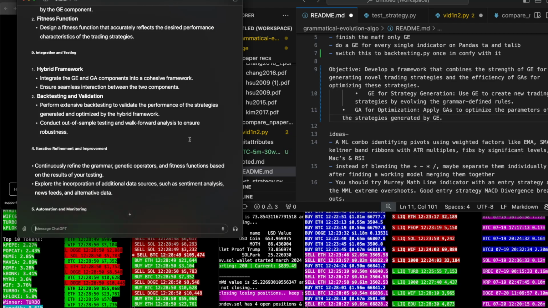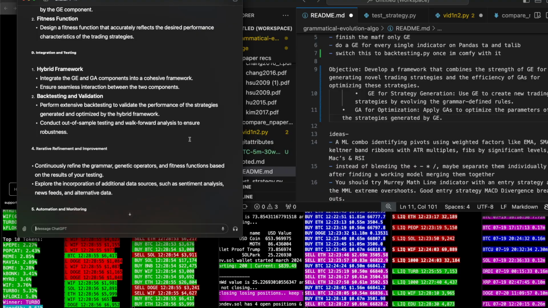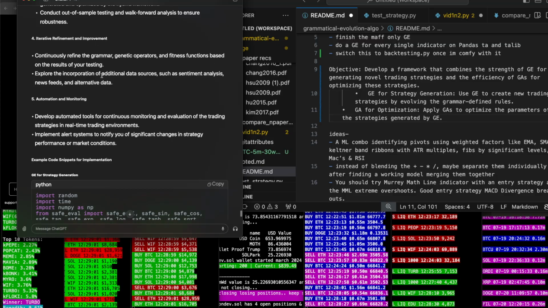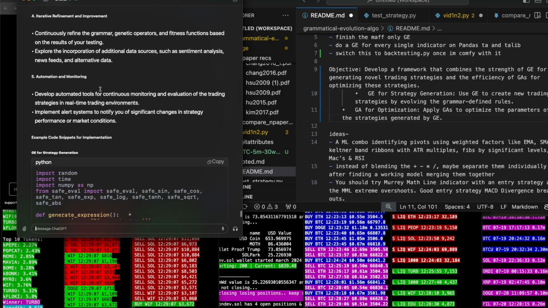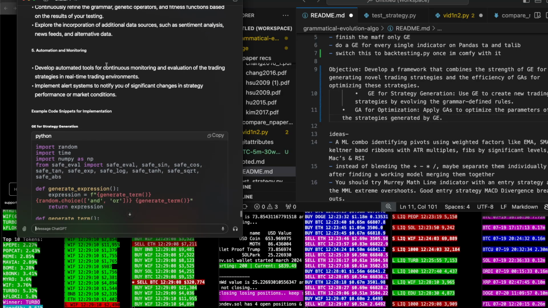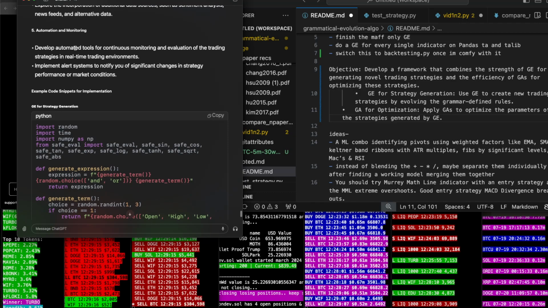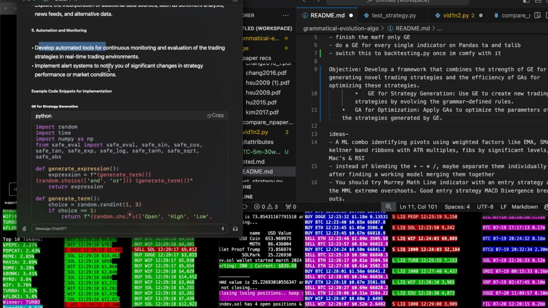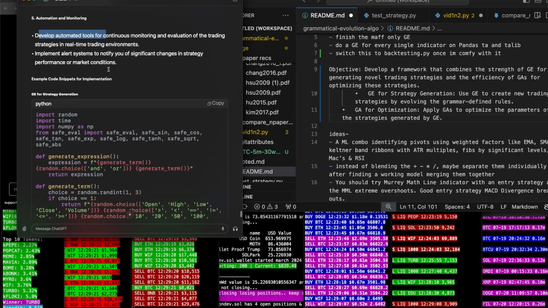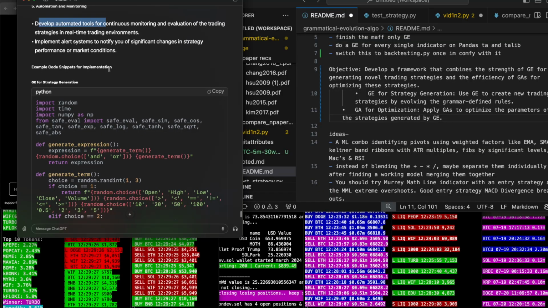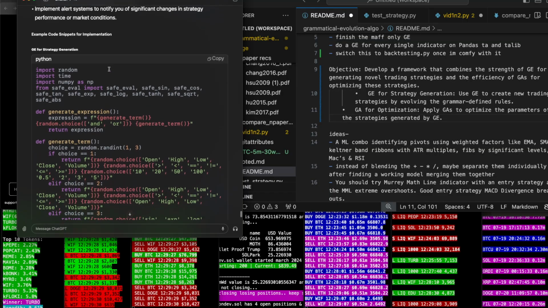Backtesting and validation. Perform extensive backtesting to validate the performance of the strategies generated and optimized by the framework. Conduct out-of-sample testing. Iterative refinement and improvement. Continuously refine the grammar, genetic operators, and fitness functions based on the results of your testing. Explore the incorporation of additional data sources, such as sentiment analysis, newsfeed. Automation and monitoring. Develop automated tools for continuous monitoring and evaluation of the trading strategies in real time. Implement alert systems to notify you of significant changes in strategy performance or market conditions.